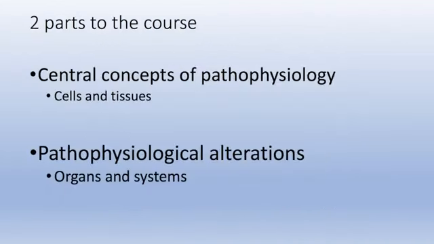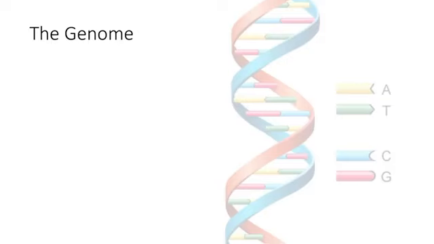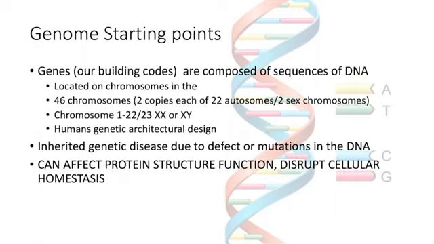We're going to be looking at central concepts of pathophysiology. This really looks at cells and tissues, and then we're going to be looking at pathophysiological alterations in the actual disease organs and systems. We do have an entire lecture on genetics, so we're just briefly going into this right now. We'll talk more about it in the genetics lecture.